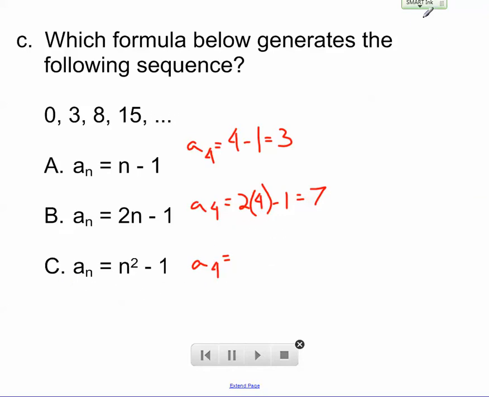Let's try C. The value of the fourth term should be 4 squared minus 1, and that is 15. So it looks like C is our answer here.